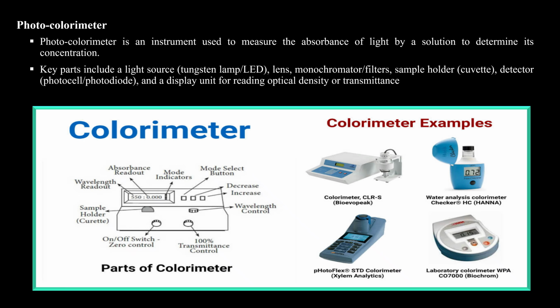Now we move to the photocolorimeter, an instrument used to measure the absorption of light in a solution to determine its concentration. The parts are the lens, monochromator, sample holder, detector, photocell, and a display unit reading optical density or transmittance. The colorimeter sections include the sample fluid, wavelength selection, and mode indicator. The wavelength control adjusts the wavelength in degrees.